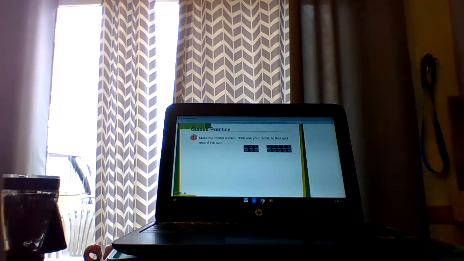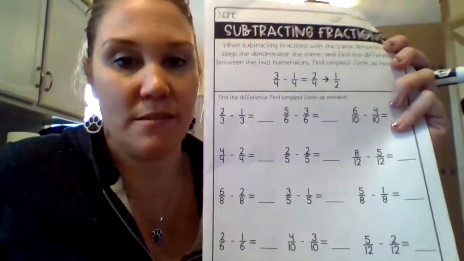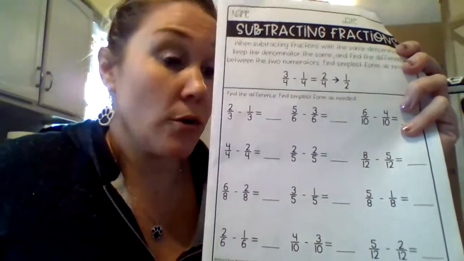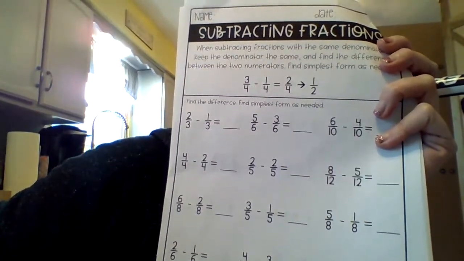All right, kiddos. Now go back in your packets, the ones where we just checked your addition. Go back and look at your subtraction. Turn the page. You're going to complete subtracting fractions. Remember, there are going to be some that you're going to have to simplify. Make sure it's in simplest form. I also want you to go into your book. You're going to click on that life raft again, and you're going to do the add and subtract like fractions.